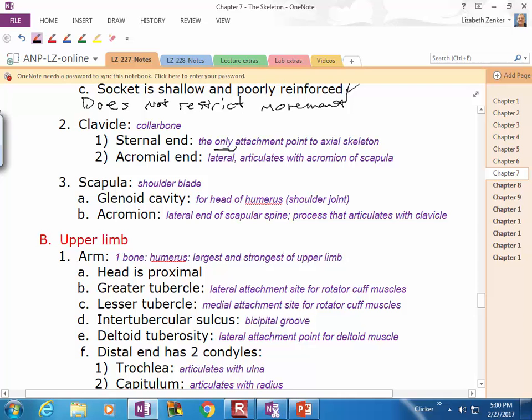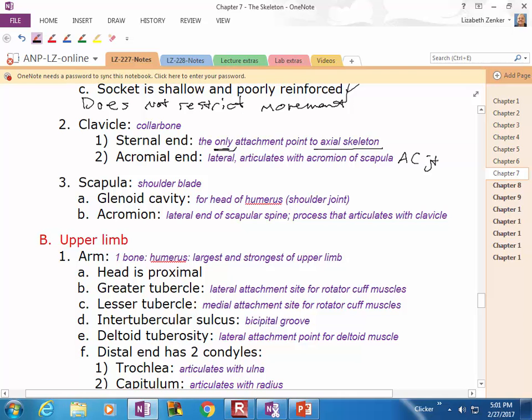to the axial skeleton, correct? And you have your acromial end, which is the lateral attachment, and it articulates with the acromion of the scapula. Thus, it's called the AC joint. People damage that area all the time. Scapula, especially if they do like baseball or softball, right?